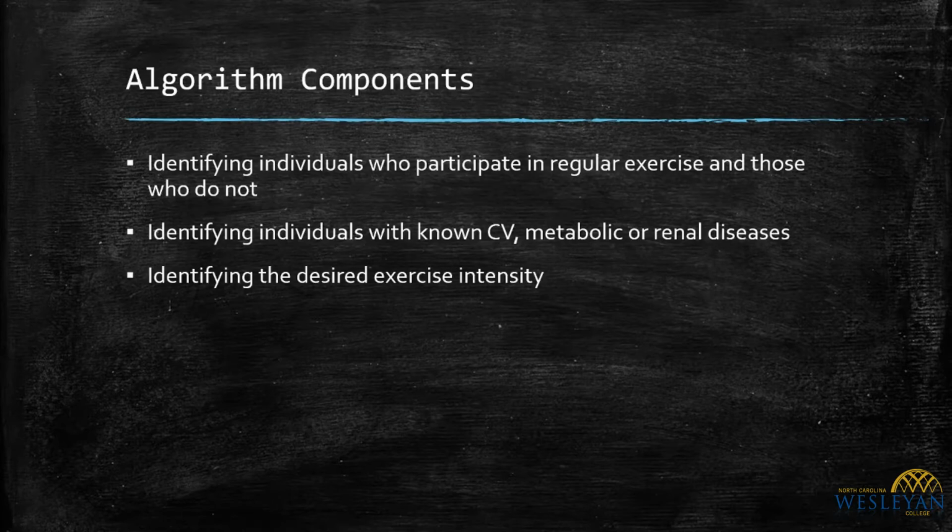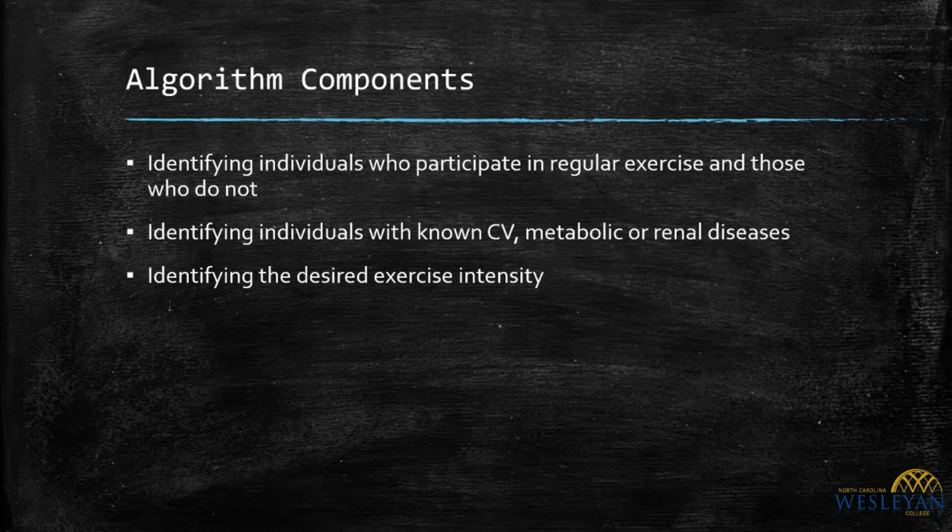This algorithm consists of three components. First, we identify individuals who participate in regular exercise and those who do not. In order for an individual to be considered someone who participates in regular exercise, that person must perform a planned, structured physical activity for at least 30 minutes at moderate intensity at least 3 days a week within the last 3 months.